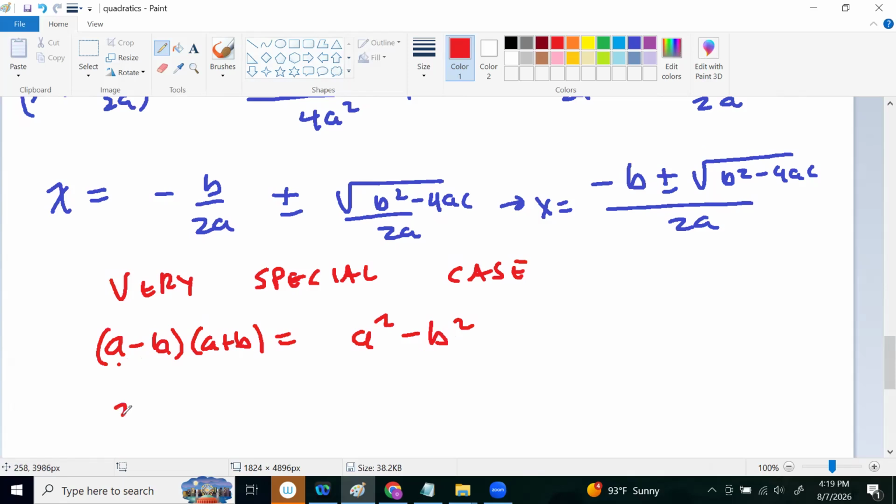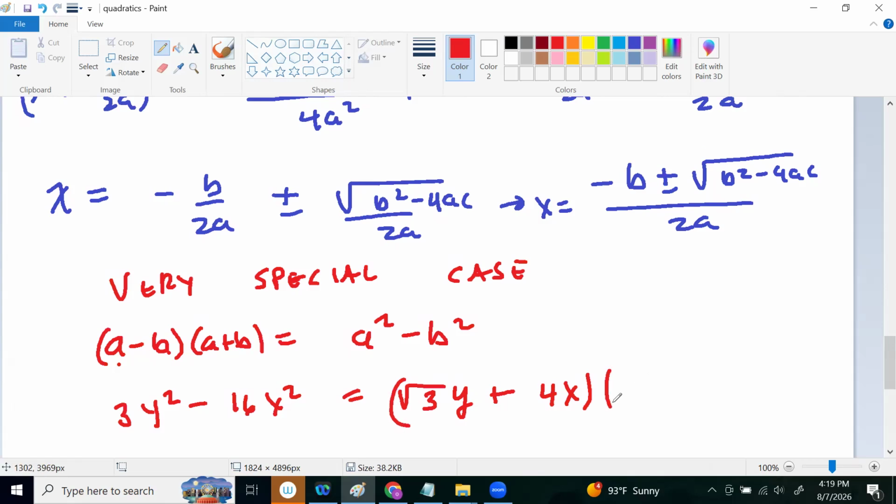So it's like, suppose you have 3y squared minus 16x squared. Well, this is going to be factored as the square root of 3y plus the square root of 16, which is 4x. And this will be the square root of 3y minus 4x. Because notice 4 squared is 16, x squared is x squared. So that's a very nice little factorization that will help you out.